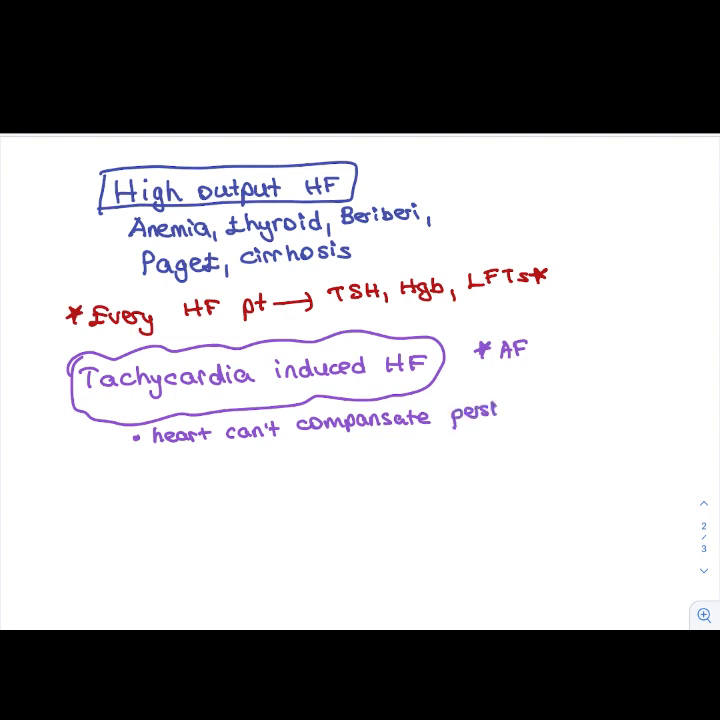Another secondary cause of heart failure, common in the elderly as well, is tachycardia-induced heart failure, which is usually due to chronic atrial fibrillation. The heart cannot compensate for that persistent overwork in the body, and it leads to left ventricle dilatation and systolic heart failure.